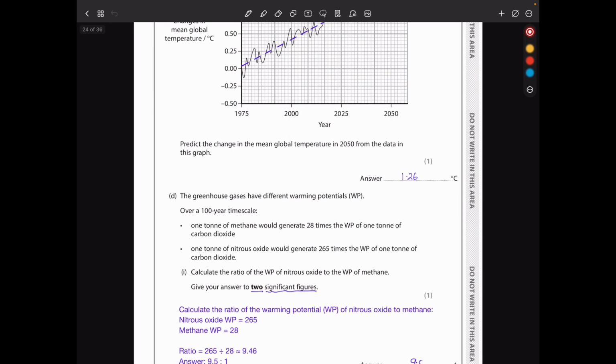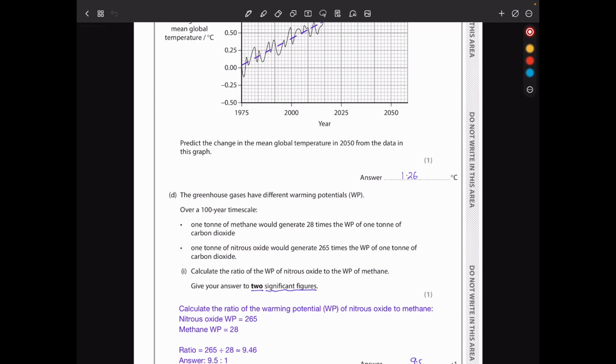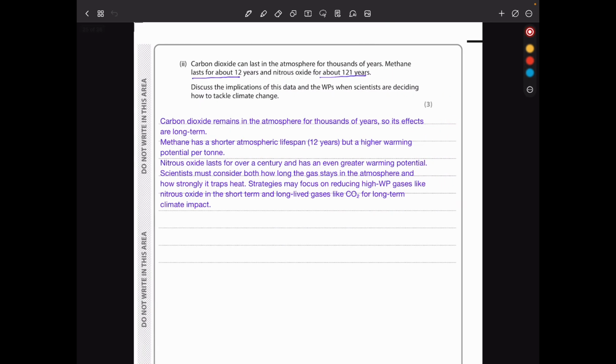So when we go back here, you remember we saw nitrous oxide, the WP value is 265 times, meaning this is really, really dangerous. And then we go to methane here. So in the short term, you would deal with the nitrous oxide because it stays a little bit longer, but also its WP value is quite high. Then carbon dioxide could be the last.